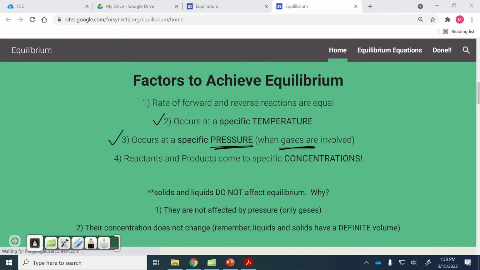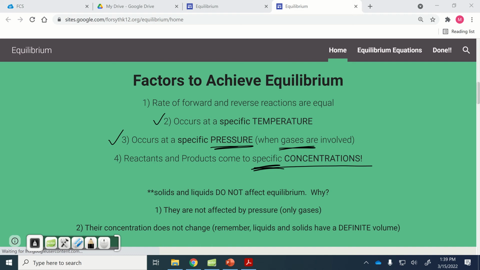You can't make them technically more compact, really. So when we achieve equilibrium, it's at a certain temperature and a certain pressure, and you will come out to specific concentrations as well in the end. All of this stuff will come together. But again, I didn't say equal concentrations, I just said specific concentrations. Well, you will have this much of this product, this much of this product, this much of this reactant, this much of this reactant.